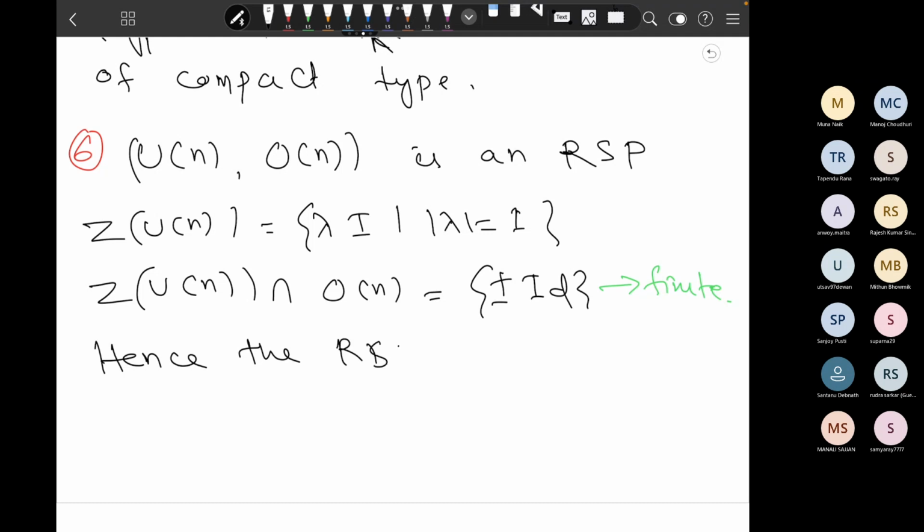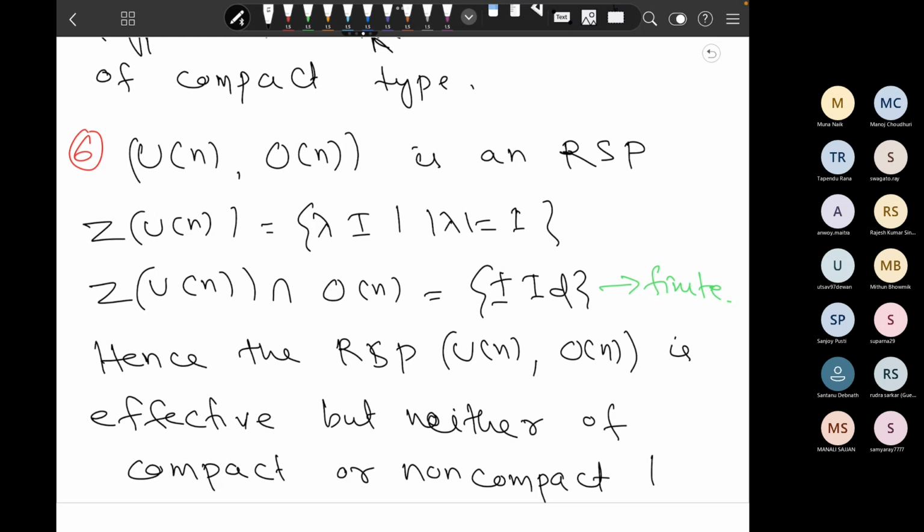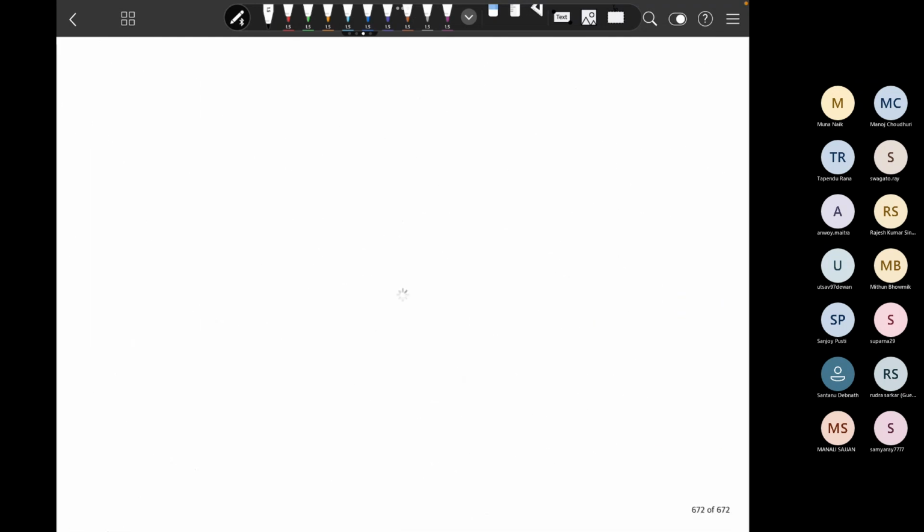Hence the RSP UN ON is really effective, but neither of compact type nor non-compact type. The reason is that UN is not semi-simple.